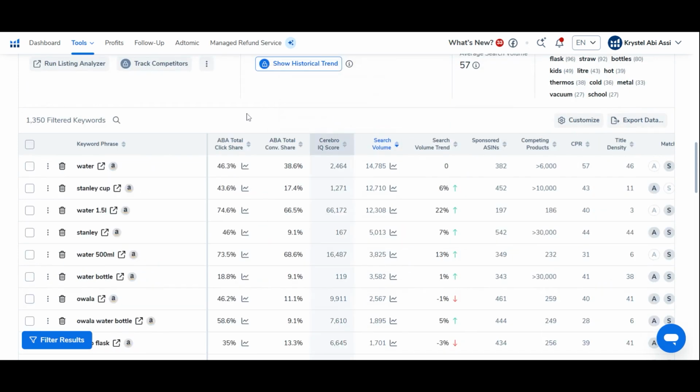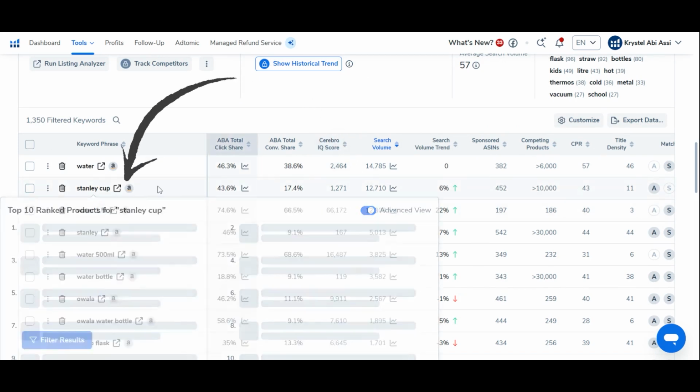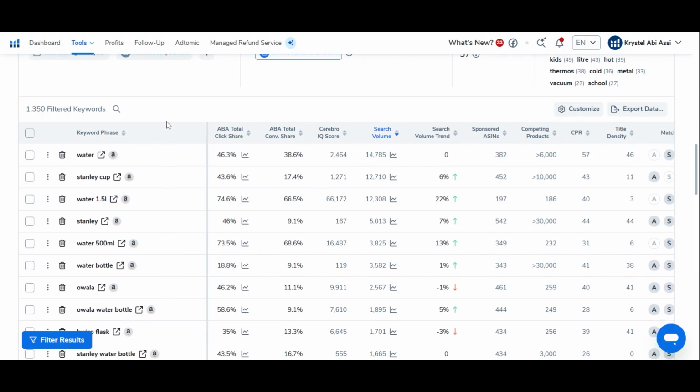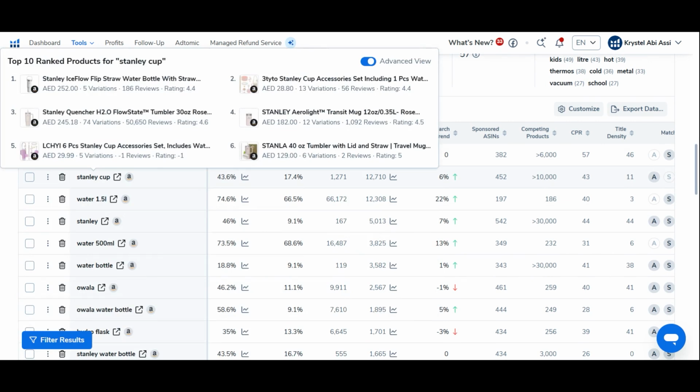And now it becomes more of a logical and manual job. Because as an example, Stanley Cup, if I'm selling something completely different than a Stanley Cup, I probably don't want to be targeting Stanley Cup, even though it has a very high search volume. The cool thing about Cerebro is that you can put your mouse right here or right here, and it's going to show you exactly what this product is, what shows up, the top 10 ranked products for the keyword Stanley Cup as an example. So if you're not really sure what Stanley Cup basically means, then now it's very, very easy.